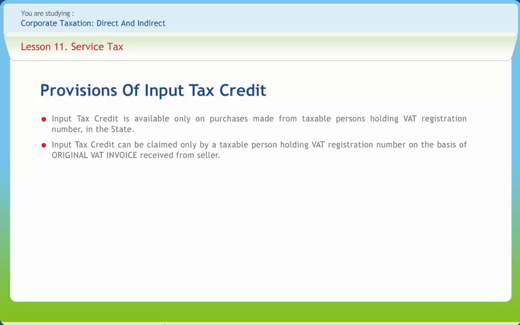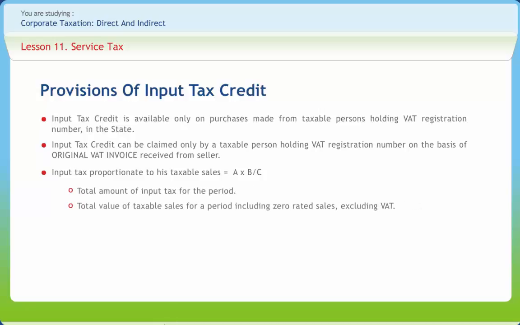If a taxable person is making taxable and tax-free sales, he would be entitled to claim input tax proportionate to his taxable sales using the following formula: A into B divided by C, where A is equal to total amount of input tax for the period, B equals total value of taxable sales for the period including zero-rated sales excluding VAT, C equals total value of sales including tax-free sales excluding VAT.